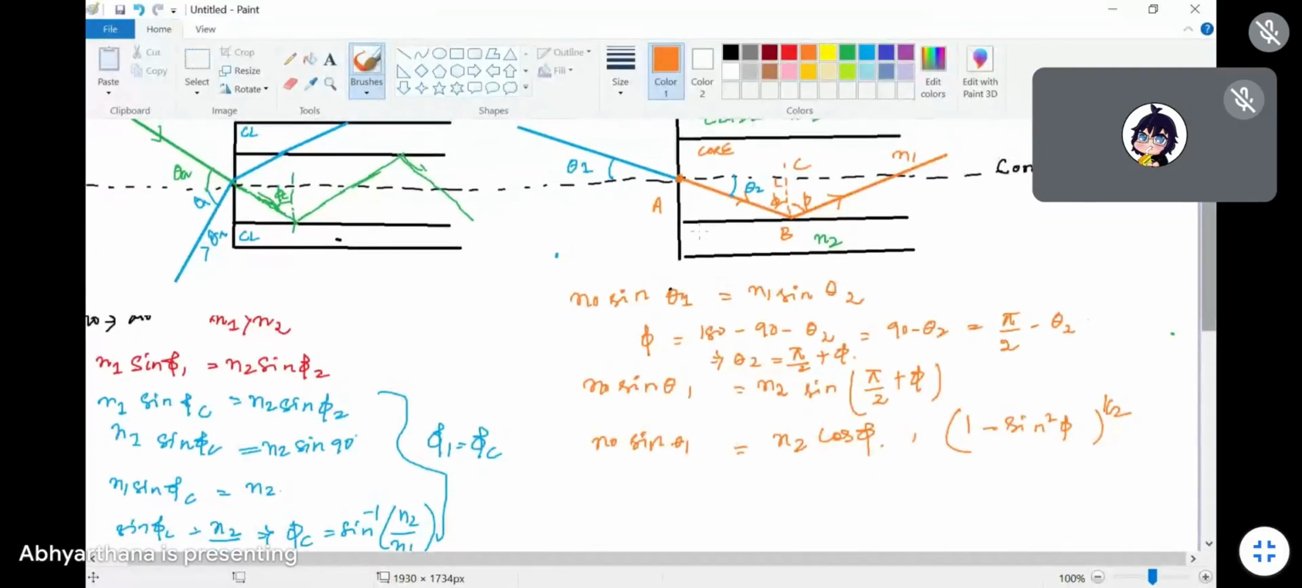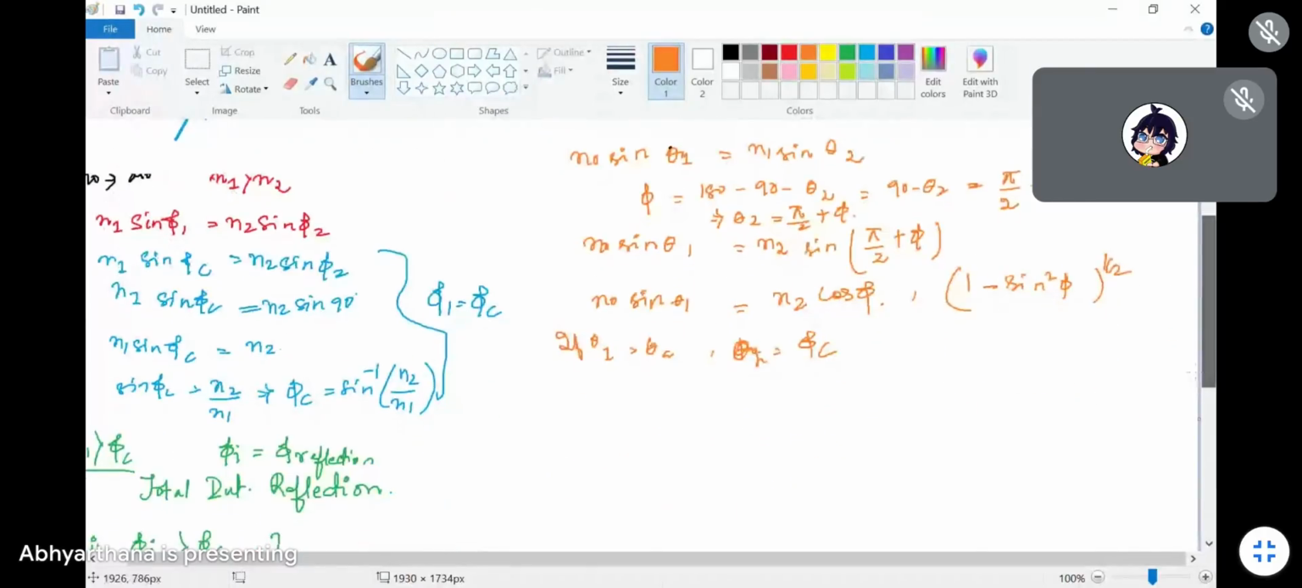Now, if your theta 1 is equal to the acceptance angle, let's say it's the maximum angle, beyond which, if you increase the angle of incidence, the light will not be transmitted inside the waveguide. That is your acceptance angle. So if this is maximum, then the maximum angle of refraction will also be equal to your phi c. So with this assumption, N naught sine theta A will be equal to your N2.